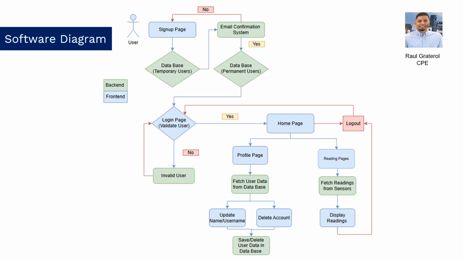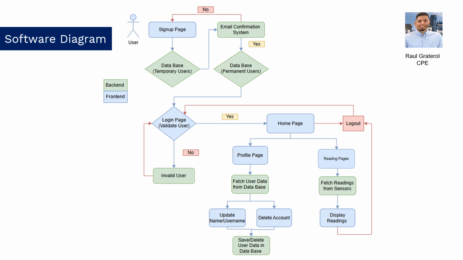This is a software diagram. A user will have to go to the sign up page to create all their credentials. Once you do it, the database will create a temporary user, and then it will send an email confirmation to the user. Once you confirm that email, the database will create a permanent user. Once you have done all of that, you go to the login page and use all the credentials that you just created and confirm.